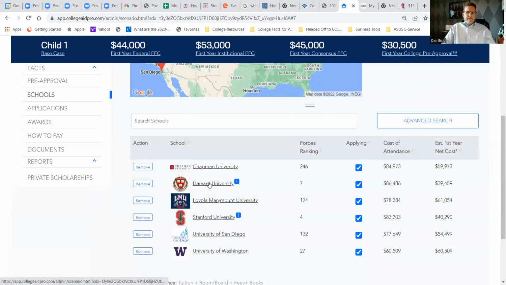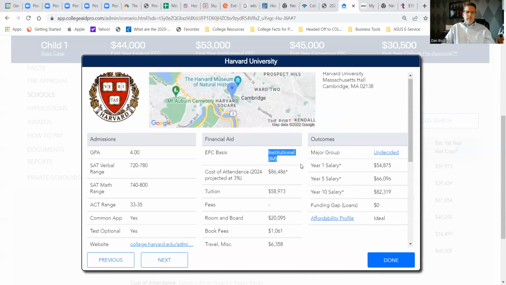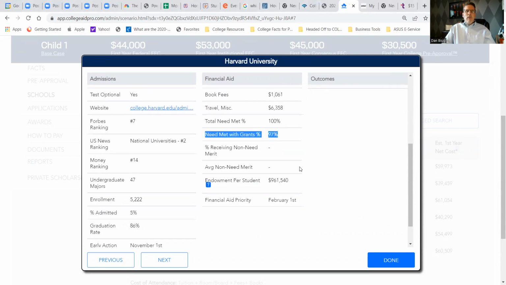Now, how about Harvard? Well, Harvard is an institutional methodology school. Again, there's their pricing, but notice this. They meet 100% of demonstrated need. And they do that 90% of the time with grants or free money. But notice this, they do not give out any merit-based scholarships. And so if your intent is for you to have your student qualify for merit scholarships based on their athletics, their academics, or their talent, you've got to know going into it whether or not they even offer those.